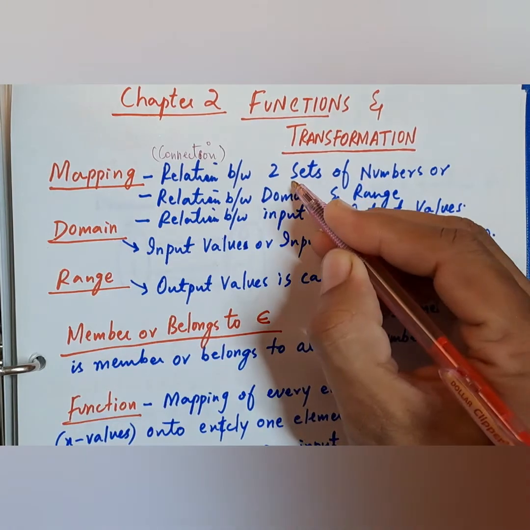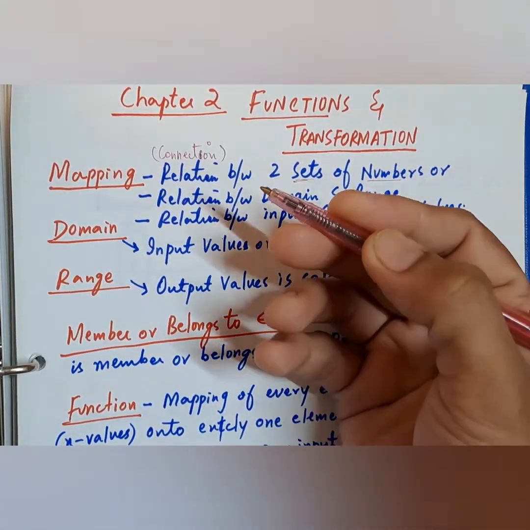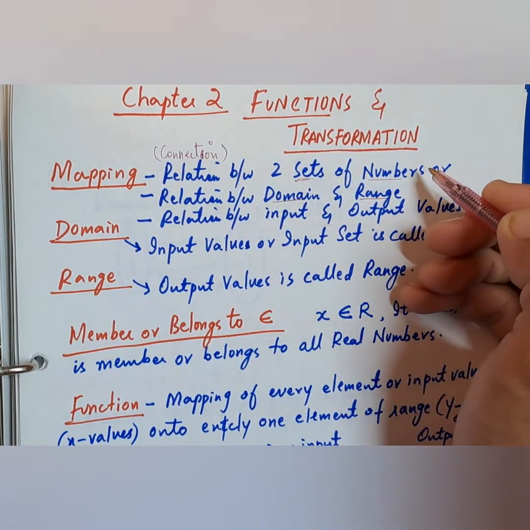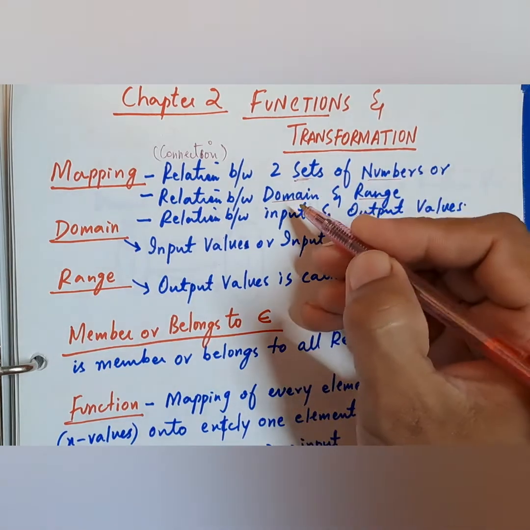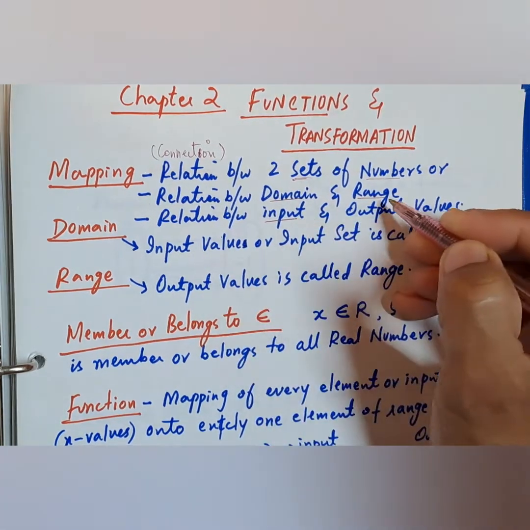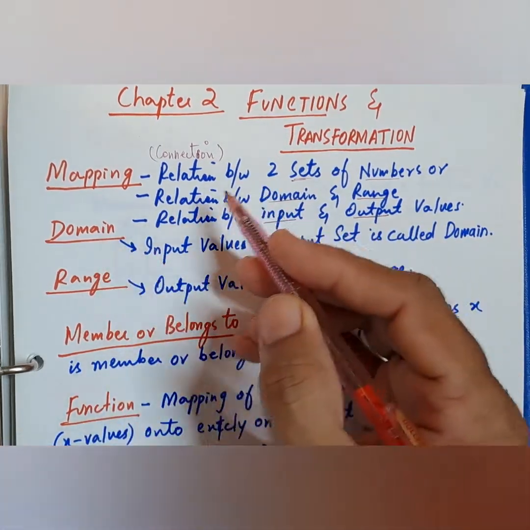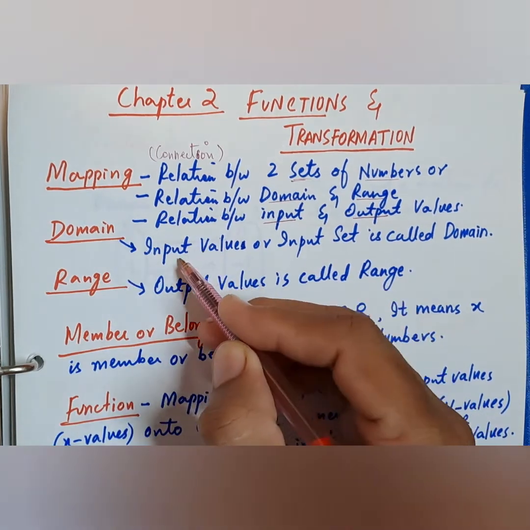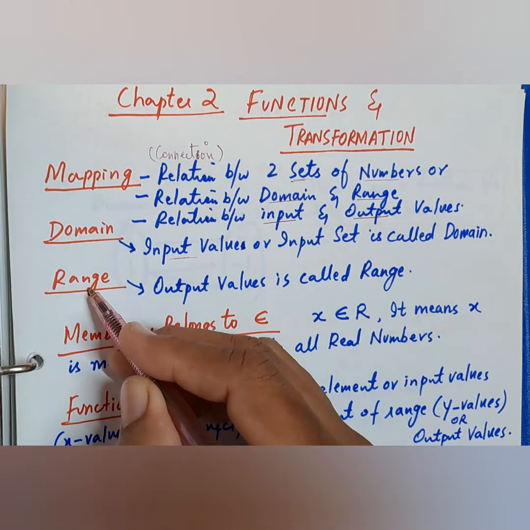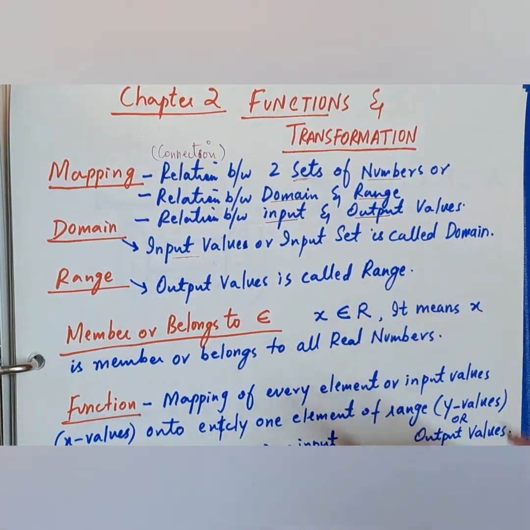The set of two numbers may be domain and range. Domain and range basically are sets of numbers. Like domain can be 1, 2, 3. Range can also be some set of numbers. In other words, we can also call domain the input, and the range we can also term as output. Domain is always the input values or the set of inputs. Range, again I am repeating, is the output values.